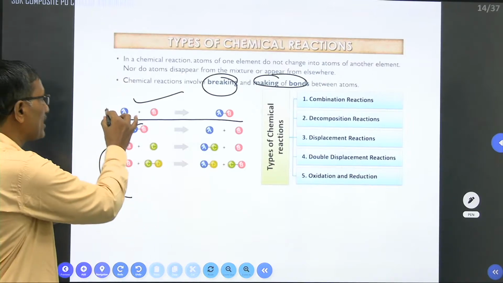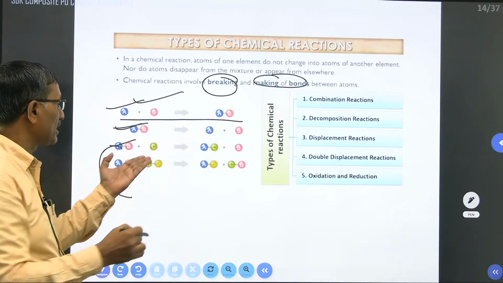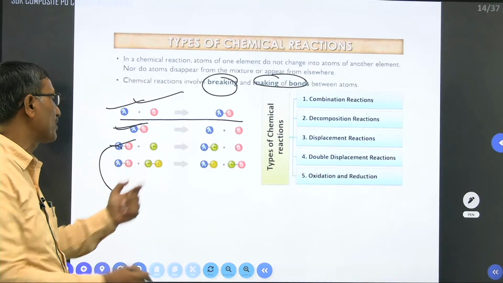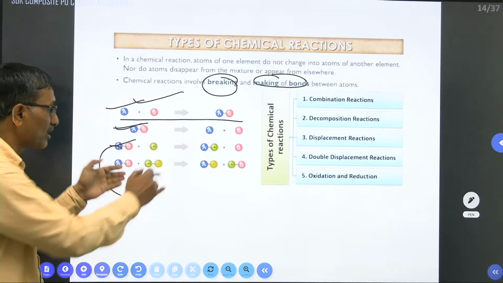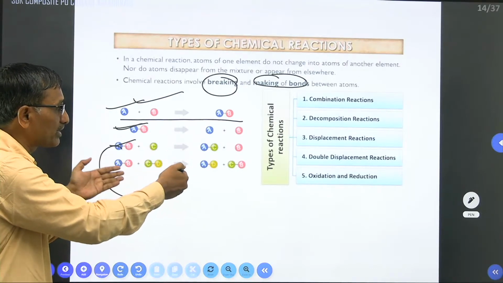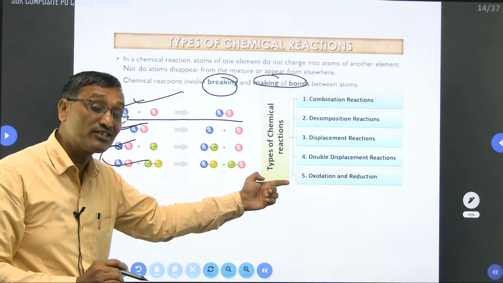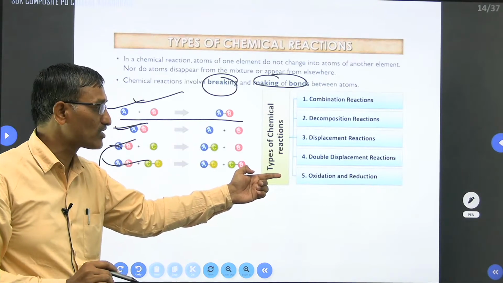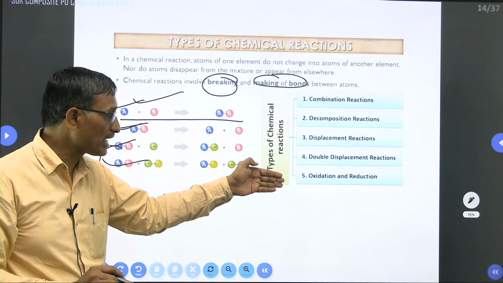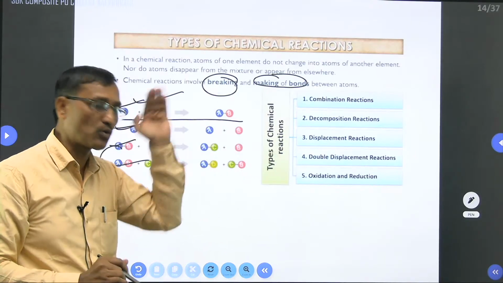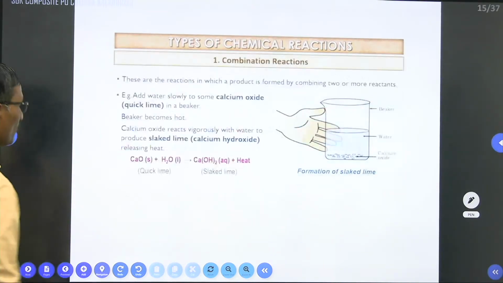Coming to the decomposition, this is a displacement. Is it a single displacement or double displacement? This is a single displacement because displacement of only one atom takes place. Here displacement of both the atoms takes place, so it is known as double displacement. But the oxidation reduction reaction is there, students. You will be learning it in PUC first year, but we will go through a few examples where we can also say redox reaction. One by one now we will go through.